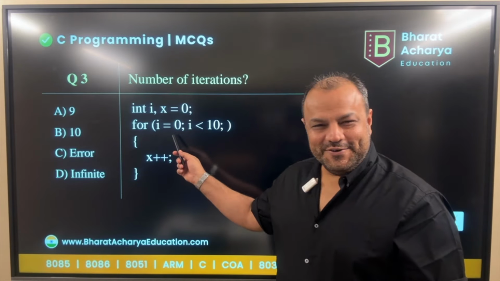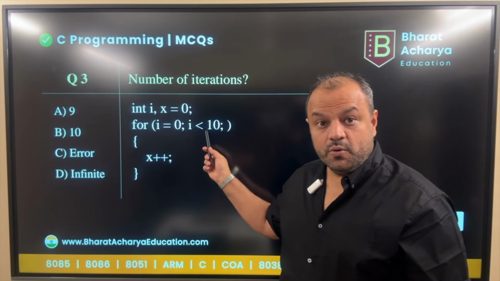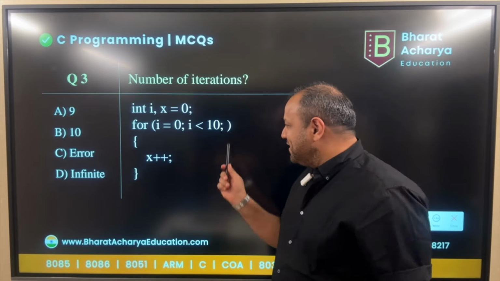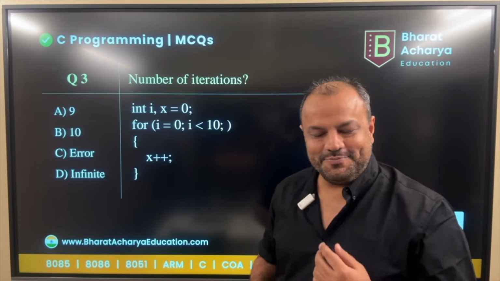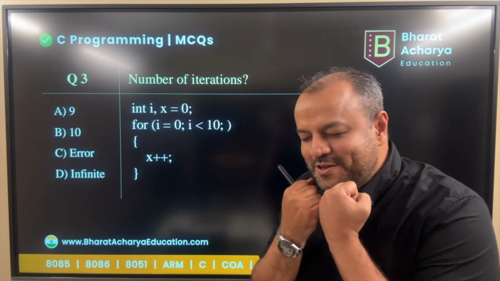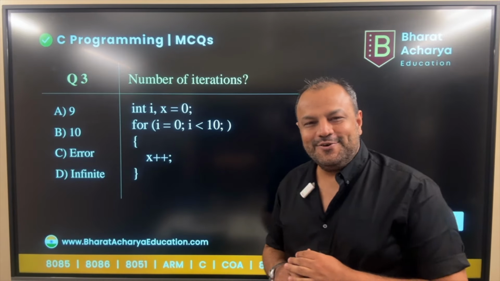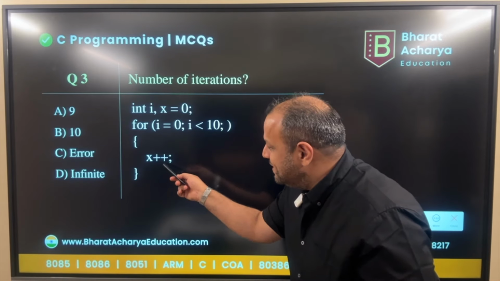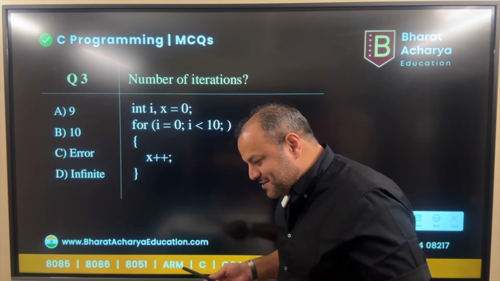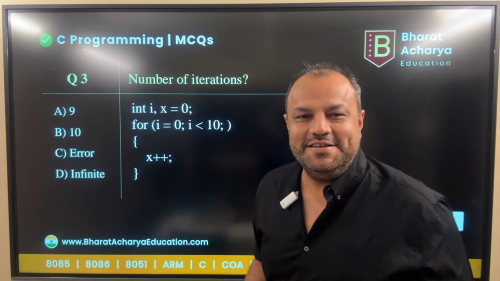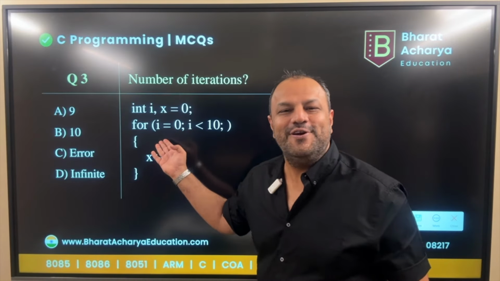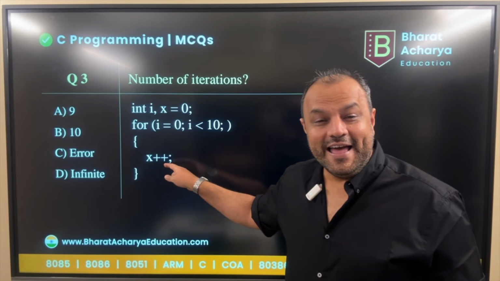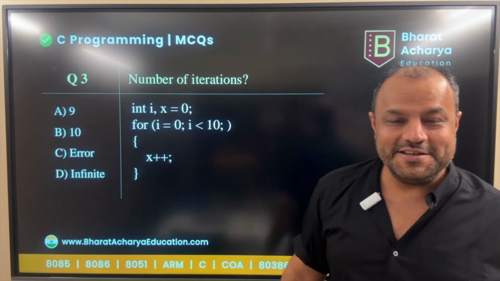For I is equal to 0, I less than 10, the third part is not written. What do you write over here? I plus plus or I minus minus or any incrementing condition. That means what is not happening? I is not changing at all. How many iterations will I get? Students say I've written x plus plus, so x is changing, that does the job. No, x changing does nothing to the loop. The loop is based on I, not on x. This was written to confuse you. Don't fall for it. X has nothing to do with how many iterations are performed.